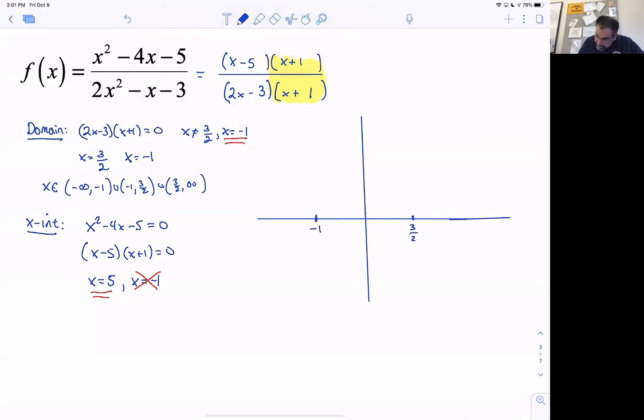And we've got an x-intercept at 5. So for the first two, I'm just making the mark. For 5, I'm actually going to put the x-intercept in there. Okay. So next up is the y-intercept.